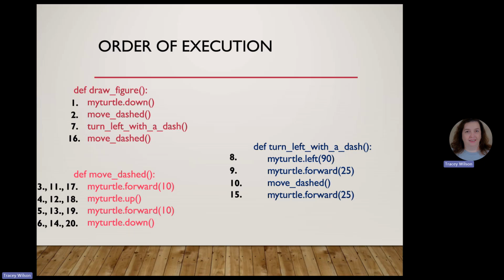And then it's going to go to, this will be step 7, turn left with a dash. Okay, we'll have to go to that function to do that. So it's going to go down to those lines. And then step 10, because it's not really lines, step 10 would be called move dash. So now it's going to jump back over here and step 11, 12, 13, 14. It's going to jump back to where it was called from, move down to the next line. Now this is finished, so now I'm going to jump back up from where it was called.